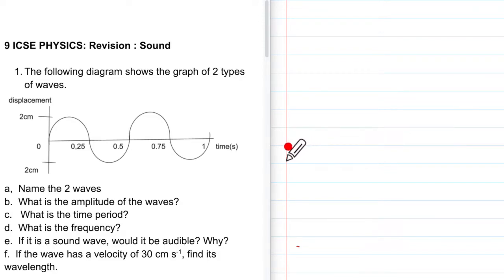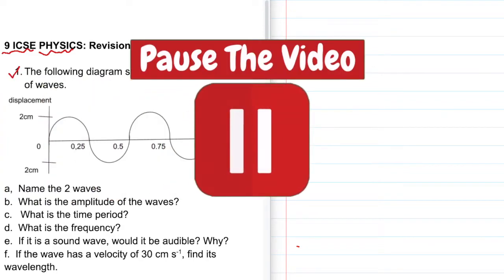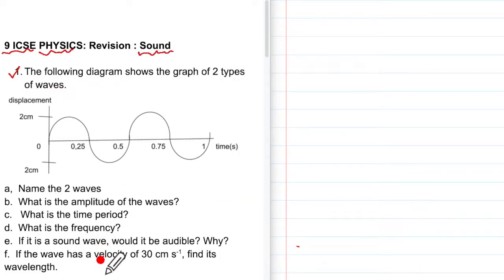In this video, we are going to solve question 1 from the revision worksheet of class 9 ICSE Physics, and the topic here is sound. Okay, so let us look at the diagram. In the following diagram, we have a graph of two types of waves and the graph is given like so. You can pause the video just now and solve all these questions. Write the answers to this and then check back with my solutions. Okay, so shall we begin?